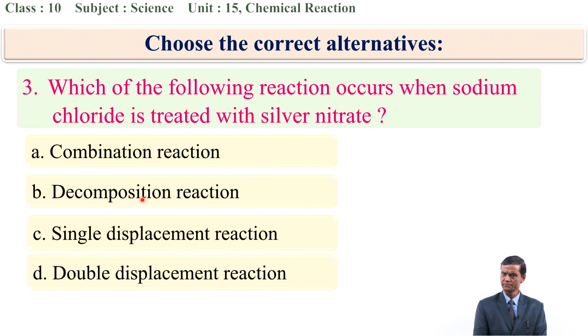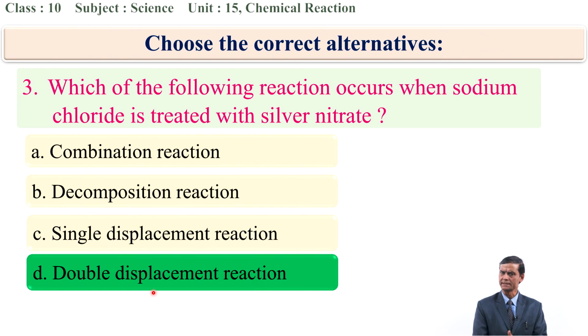Now, let's discuss question number 3. Question number 3 is like this. Which of the following reactions occurs when sodium chloride is treated with silver nitrate? Remember, sodium chloride plus silver nitrate. What type of reaction will be there? Is it combination reaction, or decomposition reaction, or single displacement reaction, or double displacement reaction? What type of reaction does it involve? Did you find? Sure, you must have found the correct answer. Let's check it. Definitely, it is double displacement reaction.